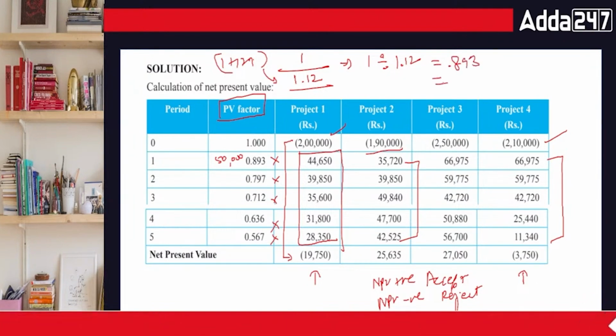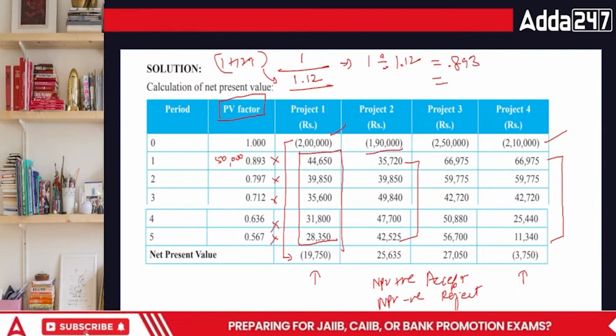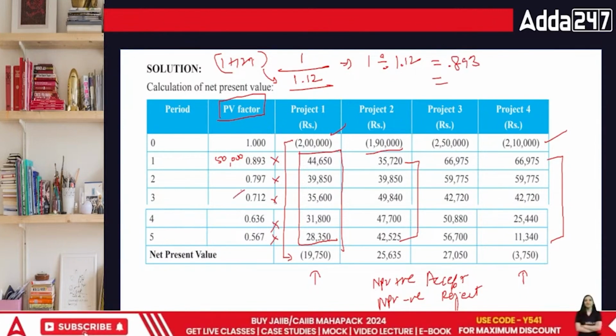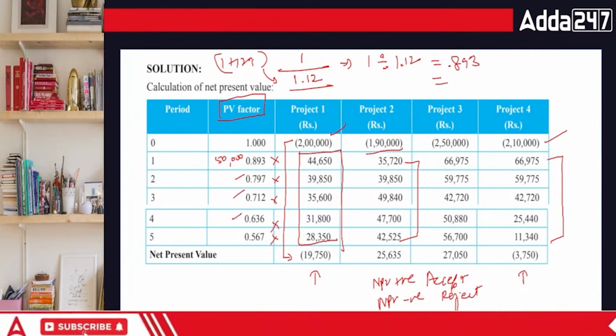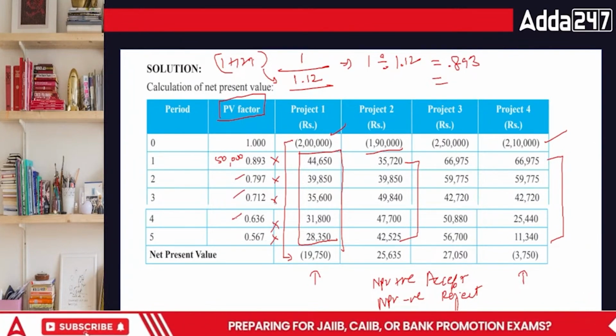Now click on equal to again. Do not press any other button. Just click on equal to. You will get 0.797. Click on equal to. You will get 0.712. Click on equal to. You get 0.636. Click on equal to again. You get 0.567. When you keep on clicking on equal to, you will get the answer.